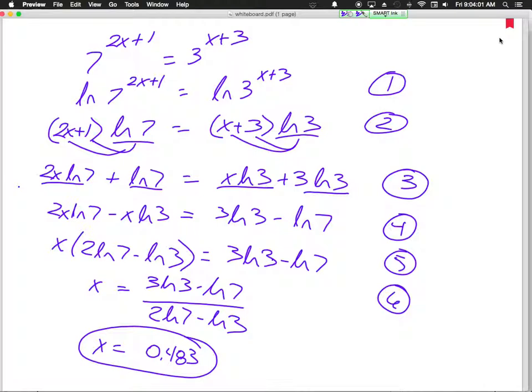Nice. Under step six, you put use your calculator. I'd say divide and calculate. Divide and use calculator.